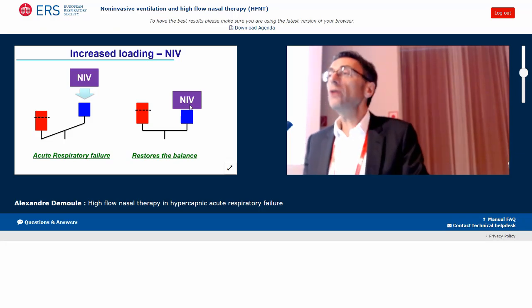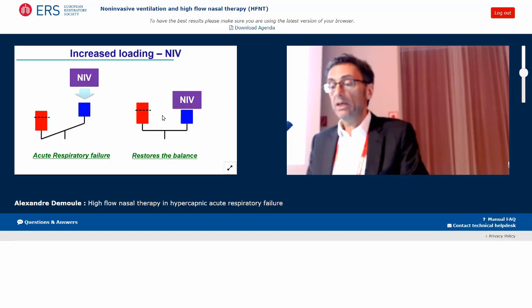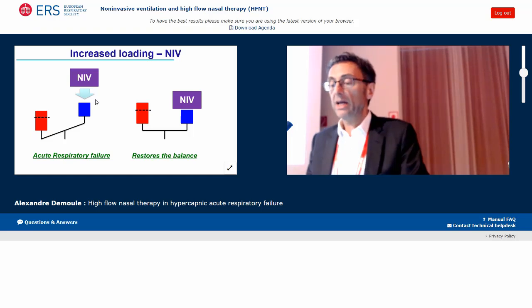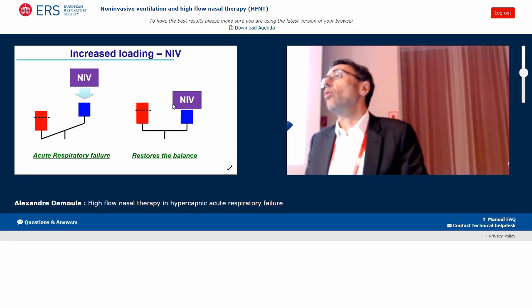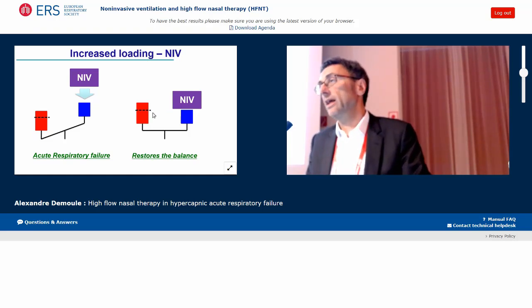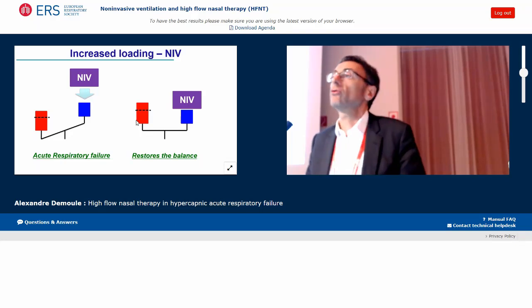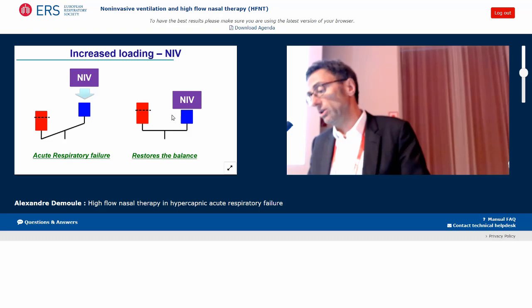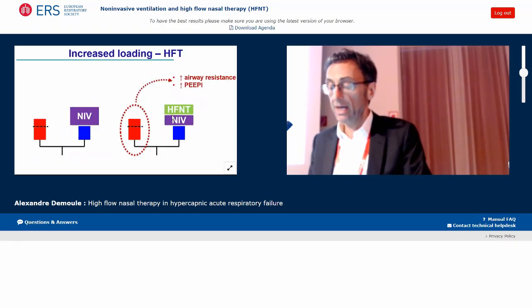So the reason why we are using NIV in our patients is that we're going to help the respiratory muscles to work, and we're going to try to restore the balance and wait for the lung to recover. Then we're going to treat the cause of the acute exacerbation and hope that there's recovery and the patient does not need NIV anymore.